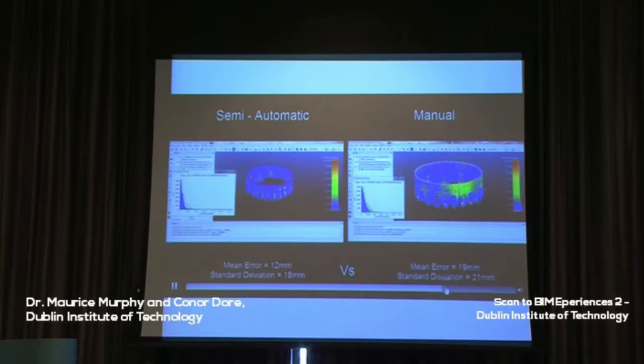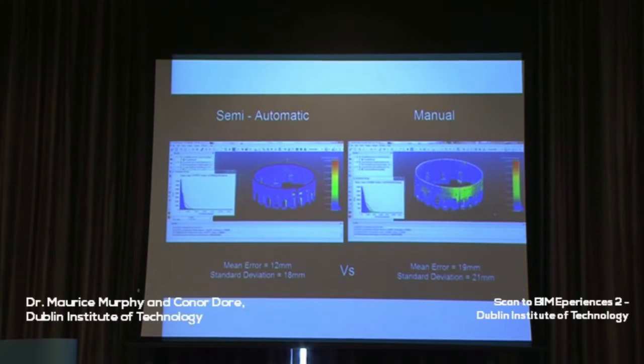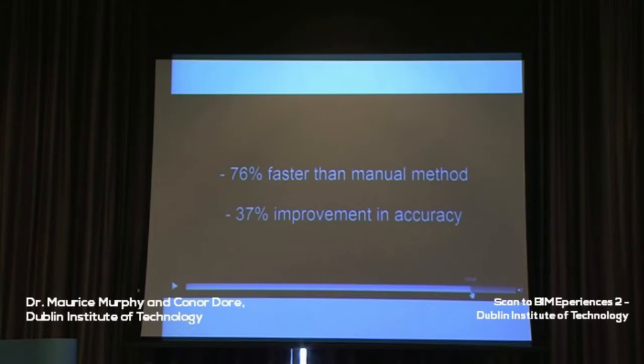And if you look at the accuracy of both, this is just using CloudCompare software to assess the differences between a point cloud and a BIM. You can see straight away on the right in the manual method, because the wall had to be modeled as perfectly vertical walls, there's going to be a lot more deformation. So the accuracy was actually improved with the new procedural modeling method. For this particular example, it was 76% faster with the new approach, and there's a 27% improvement in accuracy.